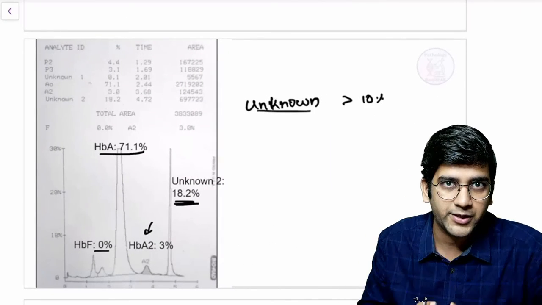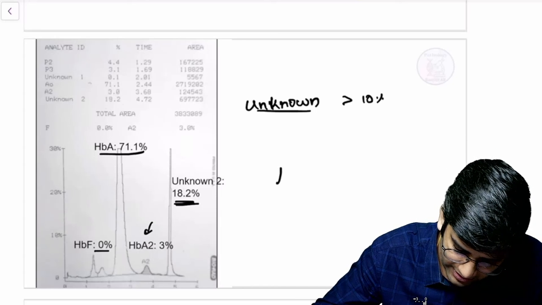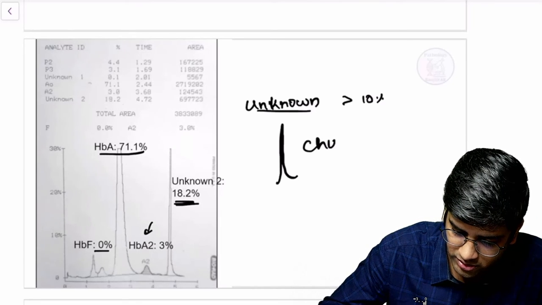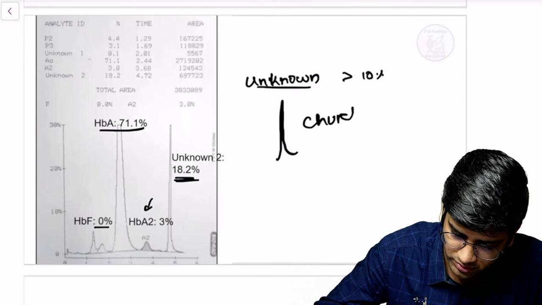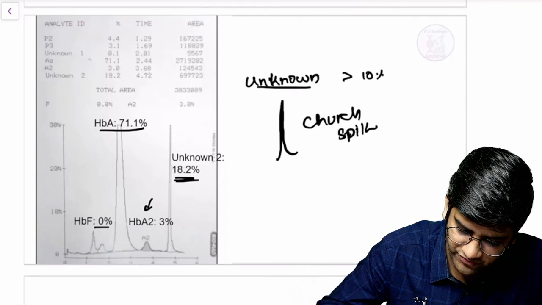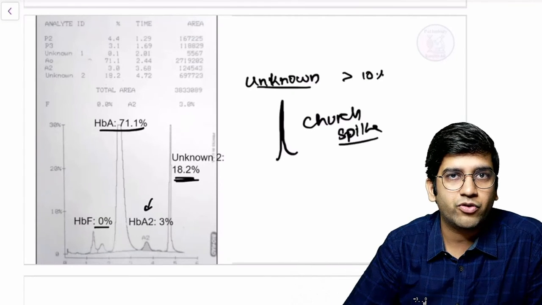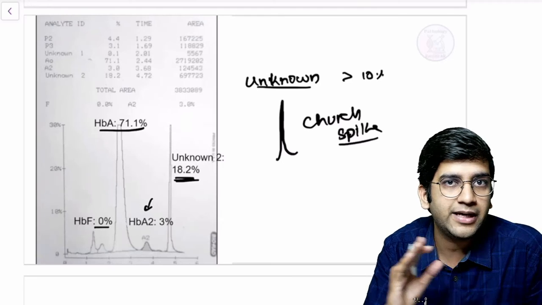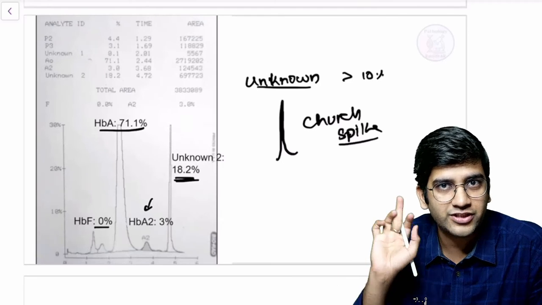Looks like a church spike. Q India will have an extremely narrow church spike pattern. That's a very classical pattern for HPQ. Remember that, and it will be in the unknown window. It will not be in any of the known windows. Fine, it's just for this that I put it there.